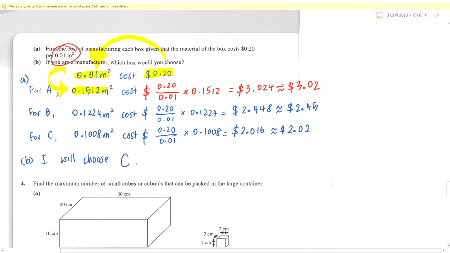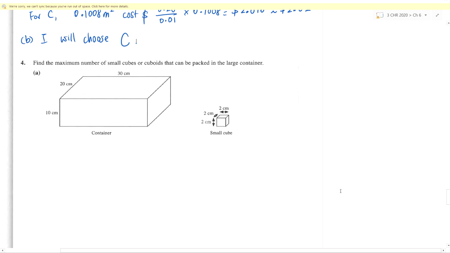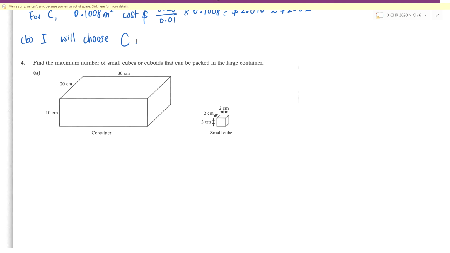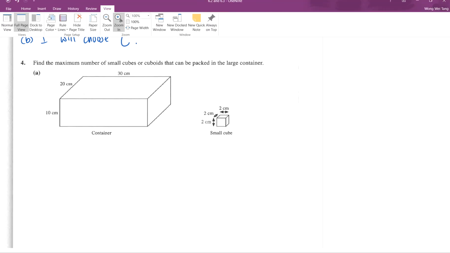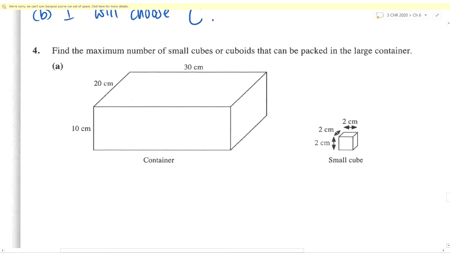Okay, now the next type of question that we may see. Find the maximum number of small cubes or cuboids that can be packed in a large container. First, do you understand what this question is trying to tell us? So here we have small cubes. The dimension of the cube is 2 by 2 by 2. So imagine a dice, each side 2 centimeters. We're going to pack it into this container.